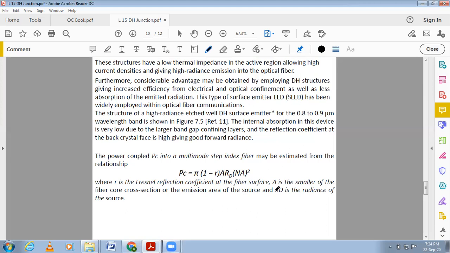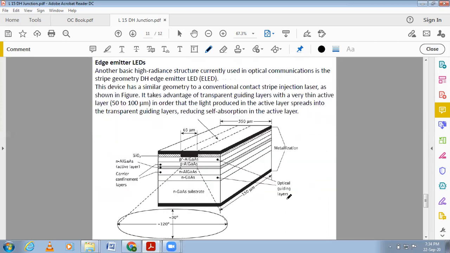The power coupled, Pc, into the multimode step index fiber may be estimated from the relationship. This is the relationship by which we can calculate the power coupled through the active region into the multimode step index fiber, where R is the fractional reflection coefficient at the fiber surface, A is the smaller of the fiber cross section or the emission area of the source, and Rd is the radiance of the source. Now, next is the edge emitter LED.